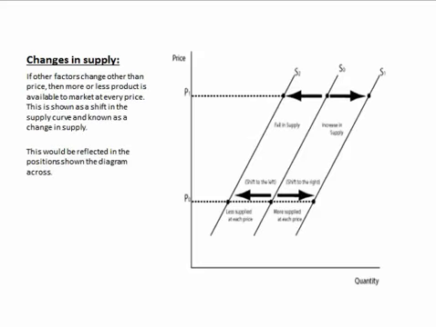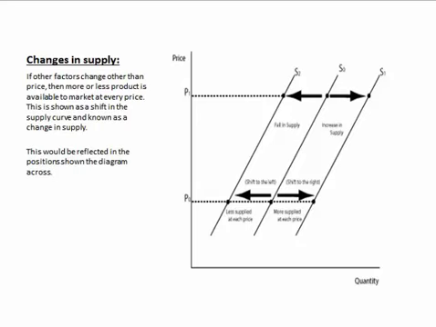Changes in supply. If other factors change other than price, more or less product is available to market at every price. This is shown by a shift in the supply curve known as a change in supply. This would be reflected in the diagram shown, in which you can see clearly a fall in supply will be a shift from S0 to S2 with denoted effect on quantity and prices charged, as an expansion in supply will be from S0 to S1, one being a shift to the left, the other being a shift to the right. Less supplied at each price for a contraction, and a shift to the right being more supplied at every price.